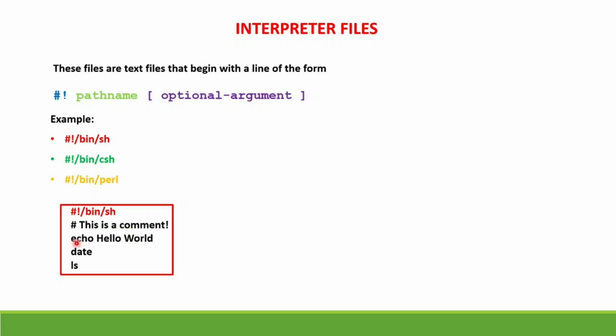The third line in the interpreter file is an echo command. So hello world will be executed by the shell that is specified here, right? And followed by date. Once I am done with the echo command, then date will be executed, followed by the ls command. So these three commands will be executed in order by the interpreter that is specified here. So this is a simple example of an interpreter file.